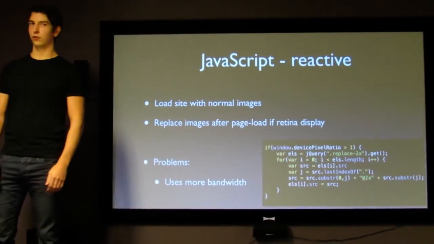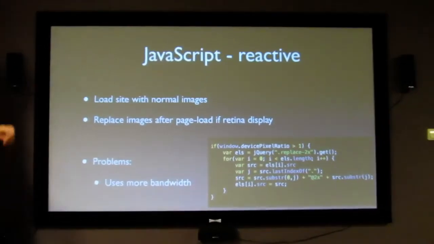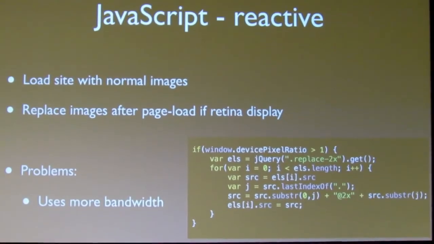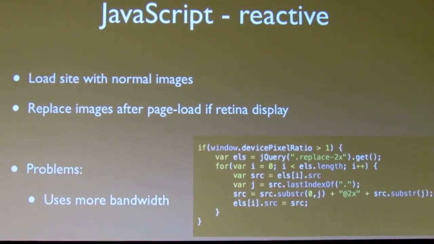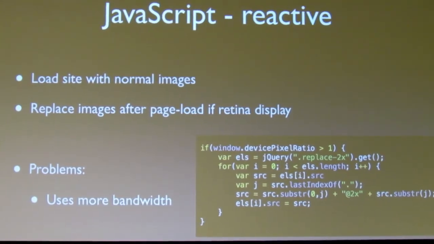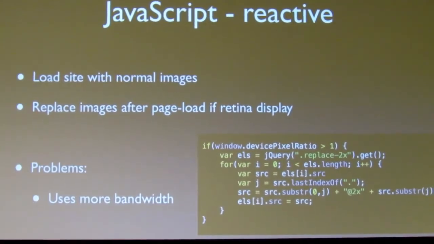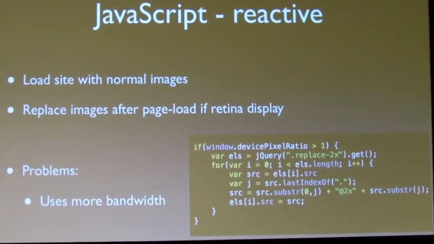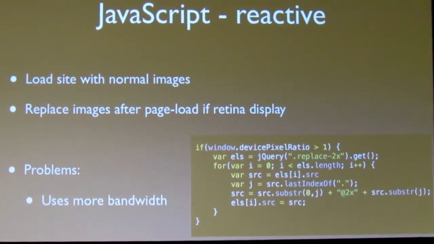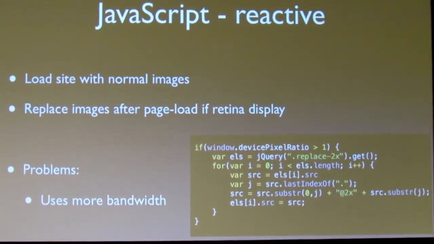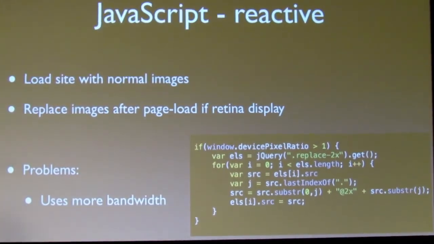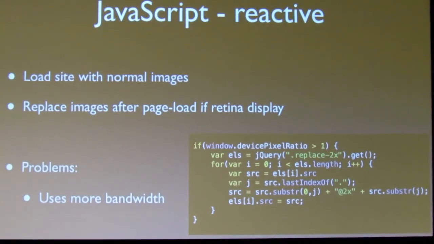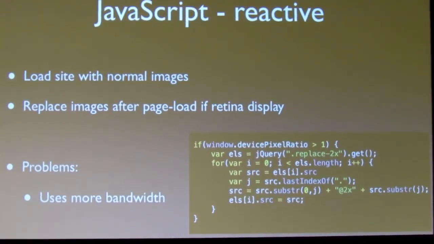Then there is the first JavaScript method, which is what, amongst others, Apple uses. What they do is you load up the apple.com site on your computer, and it loads the normal images, which you will get on a non-Retina device. And then, after the site is loaded, it's going to reload every image to the Retina size. But that's not good, because then you get the normal images, and then you get the big ones, which means you get a lot more bandwidth usage than you would want to.